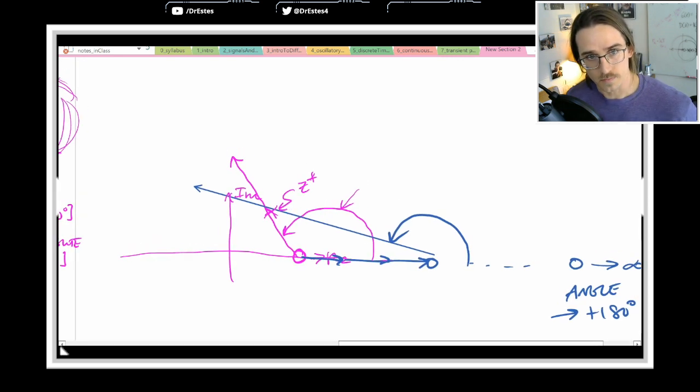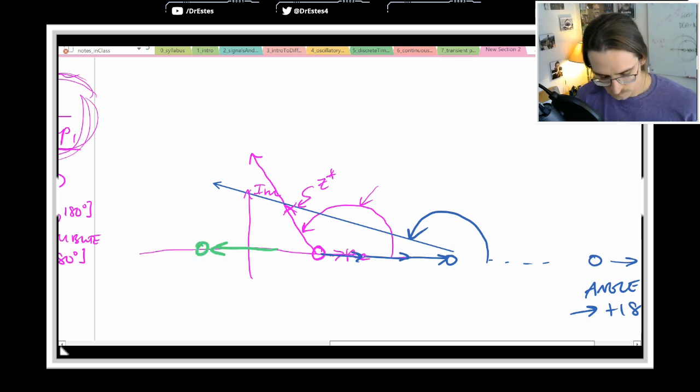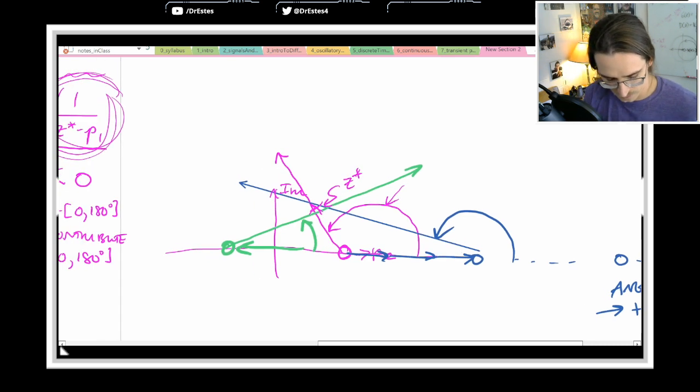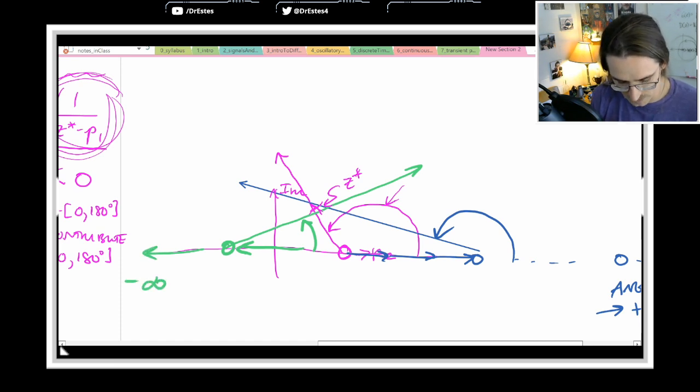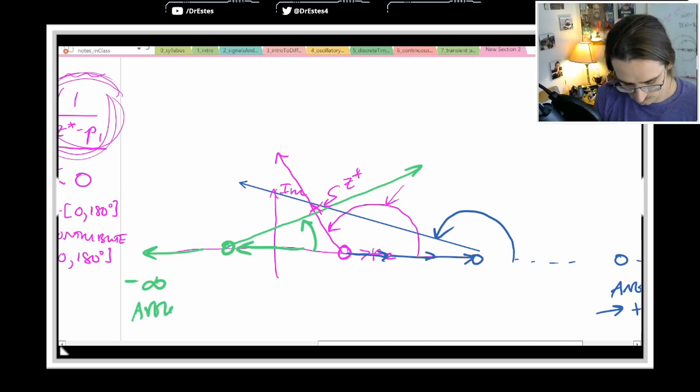Now, imagine the other side. If you move the 0, maybe I'll even do a different color, as I move the 0 this way, the angle is going to get smaller because I'm going to draw this ray and do the same thing. I go from the positive real axis counterclockwise. So that angle is getting smaller. And if I move this 0 towards minus infinity, the angle is going to approach 0.